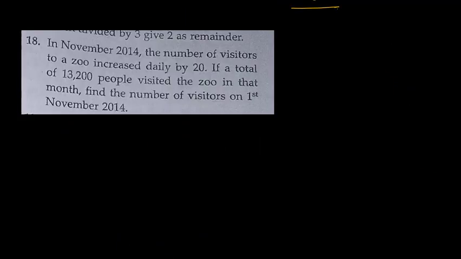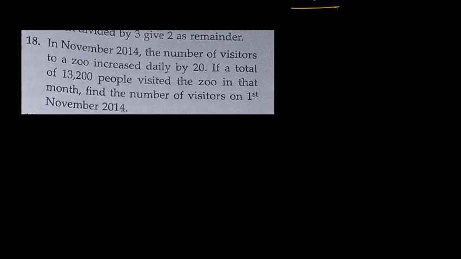In November 2014, the number of visitors to a zoo increased daily by 20. If the total of 13,200 people visited the zoo in that month, find the number of visitors on the 1st of November 2014. In November 2014, the number of visitors to a zoo increased daily by 20. If total is 13,200, you have to find the first number. On the first day, how many people visited.